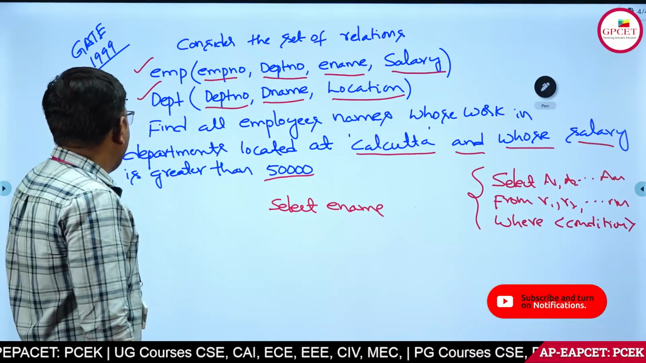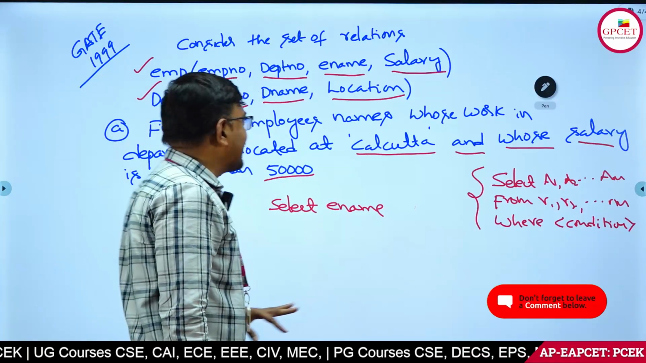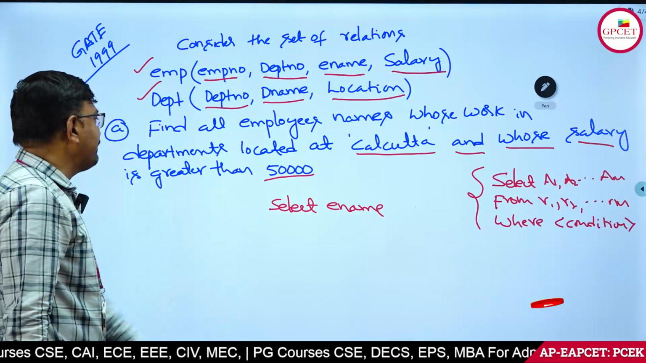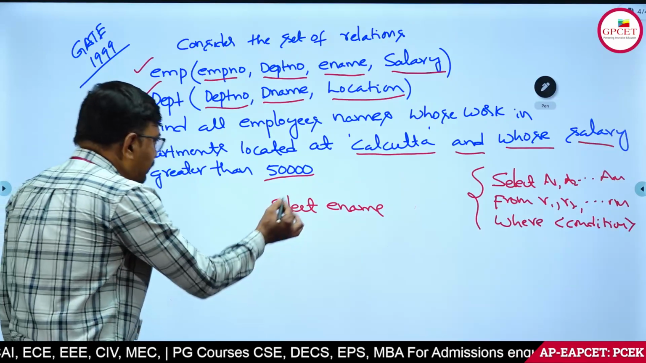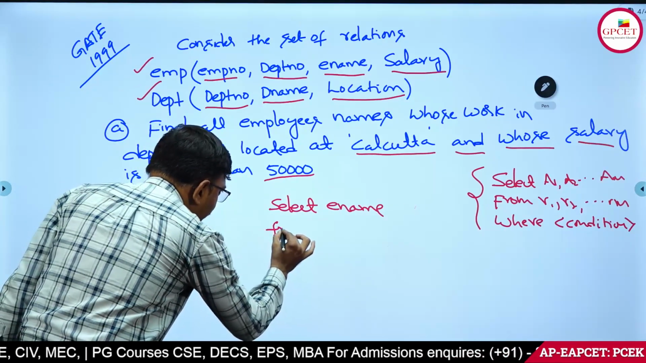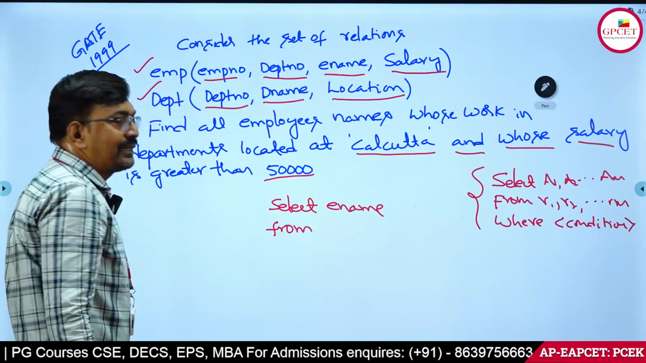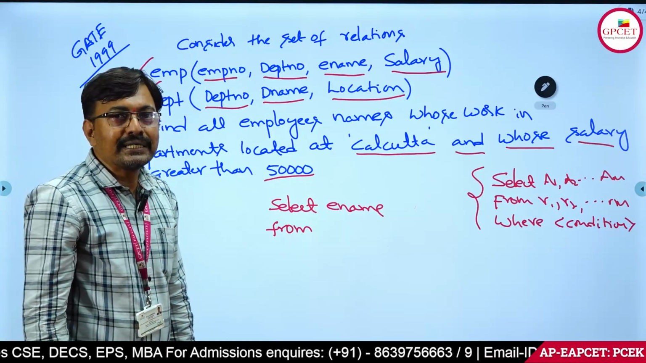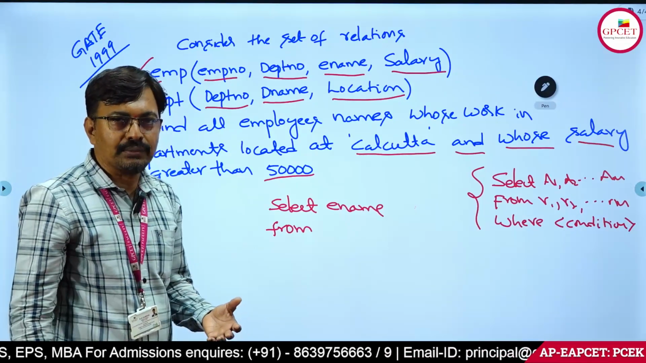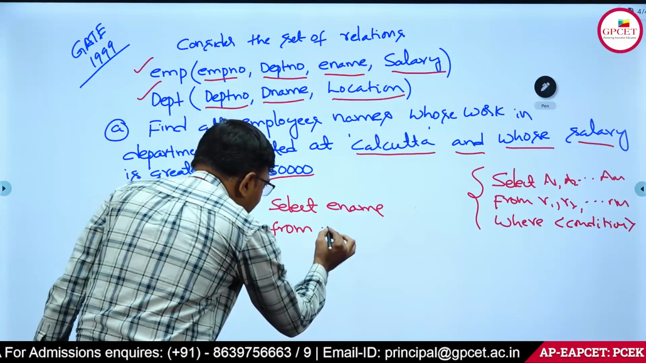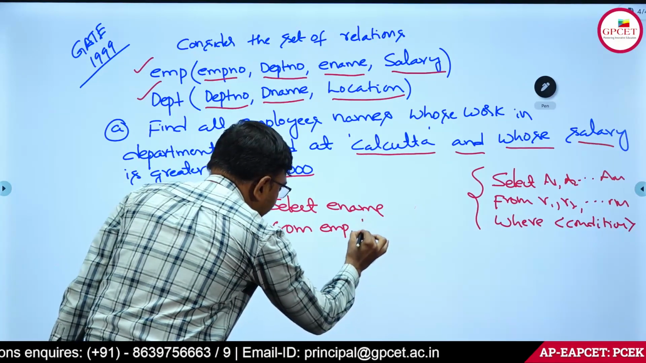Okay. And what is the department? Located at Calcutta and whose salary is greater than 15,000. Select employee name from how many relations? That is 2 relations. Relation is nothing but a table. A table is in the form of rows and columns. Right? That is, from EMP comma department.